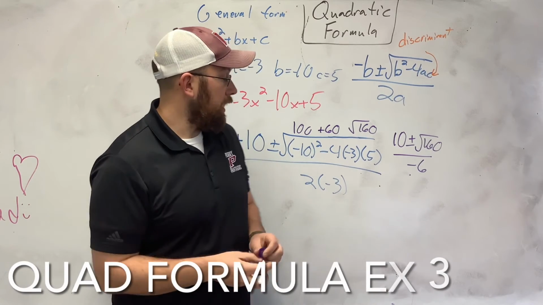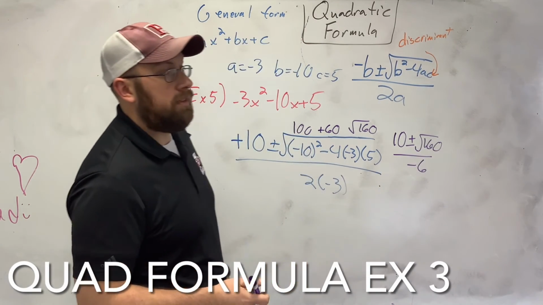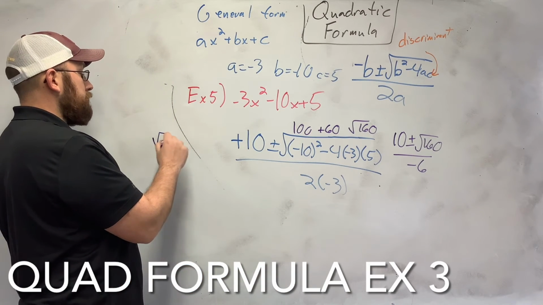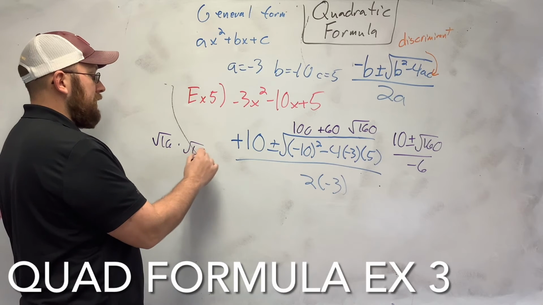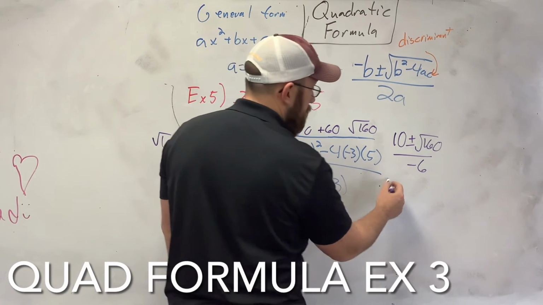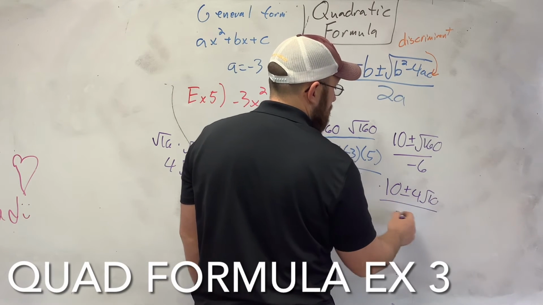Now, all right, so since you got the square root of 160, that is not, it can be reduced. You can actually take a 16 out of it. So square root of 16 times the square root of 10. So it gives me 4 square root of 10. So switch that over here. So 10 plus and minus 4 square root of 10 over -6.